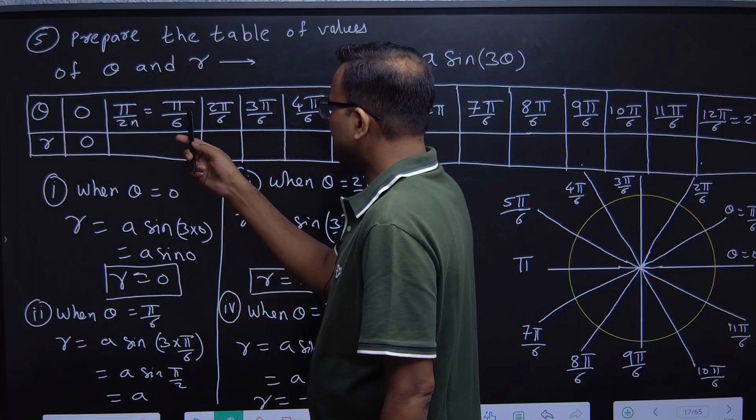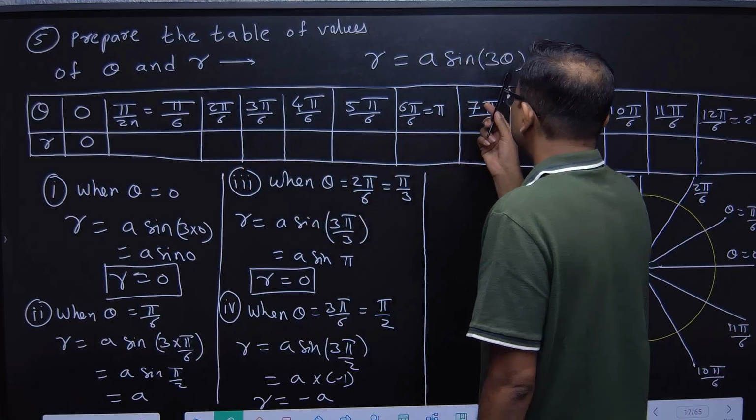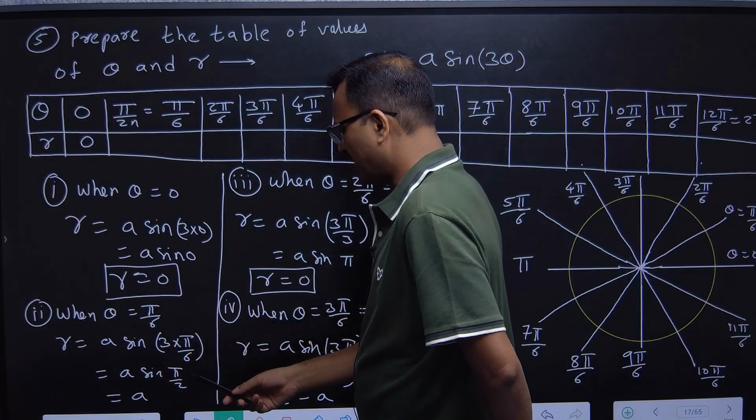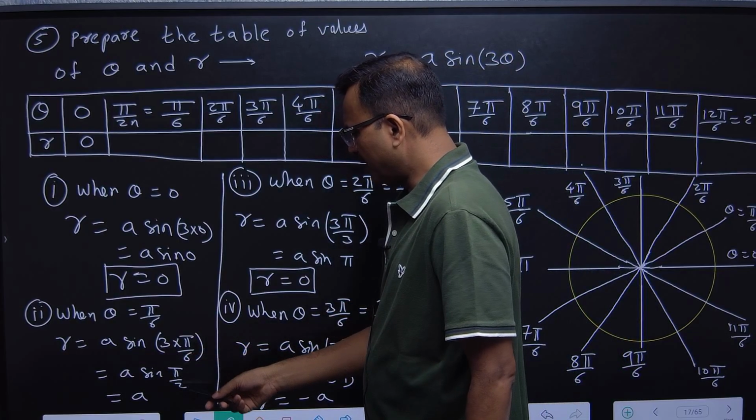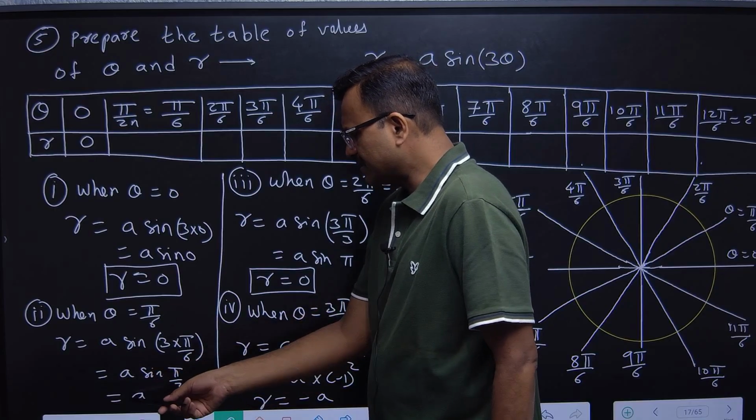Similarly, when you substitute the second value of theta, that is pi by 6, in this equation, remember we are substituting theta as pi by 6. So r becomes a sine of 3 pi by 6. R is a sine of 3 pi by 6. That will become sine of pi by 2. And if you find the value of sine pi by 2, we know it is 1. R is a into 1.